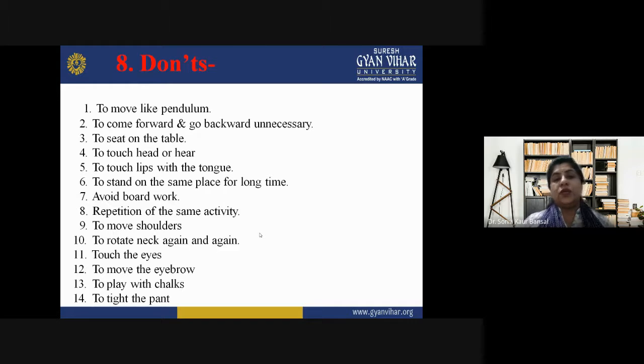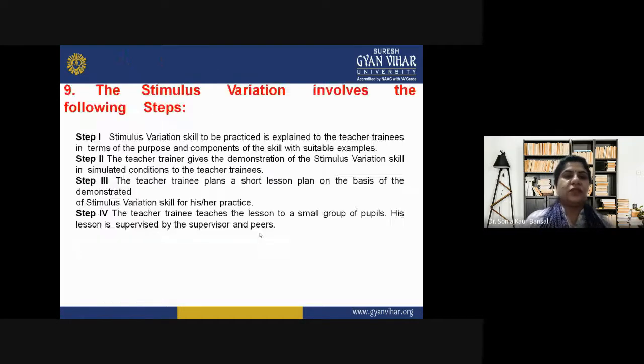To move shoulders all the time, to rotate the neck again and again, touch the eyes, move the eyebrows, play with chalks, tie the pants. These are some points that must not happen by the teacher in the classroom.